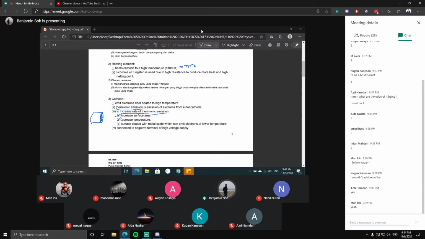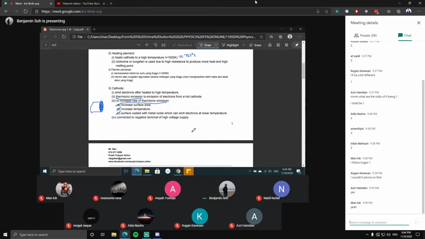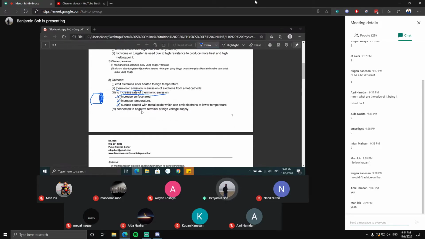Okay. Second one, increase temperature. If you are hotter, electrons come out more, isn't it? Okay. Next one, surface coated with metal oxide. Okay, so this surface, you coat it with metal oxide. Reason? Because they can emit electrons at lower temperature. Meaning, once you coat it with the metal oxide, you don't have to heat it to 727 Celsius. Maybe you heat it to 600 Celsius, electrons already start coming out. Understand?